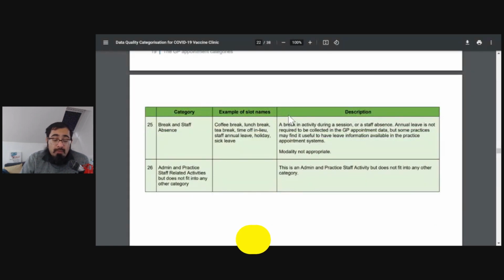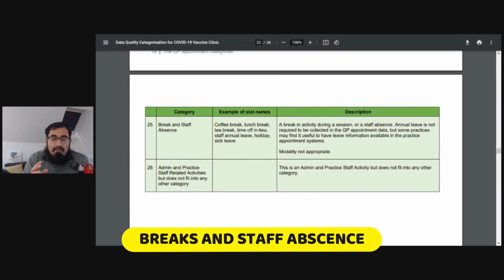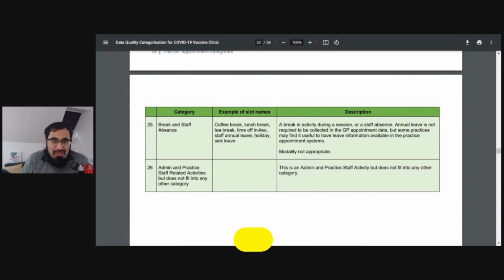And then the last two, breaks and staff absences. So really interesting that they want us to capture our breaks. Don't know how that works. I don't think I ever get breaks sometimes. So yeah, it'd be interesting to see how that works.